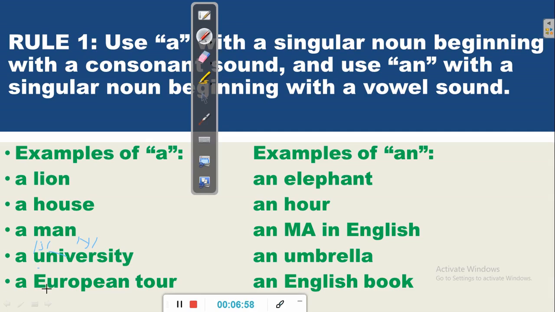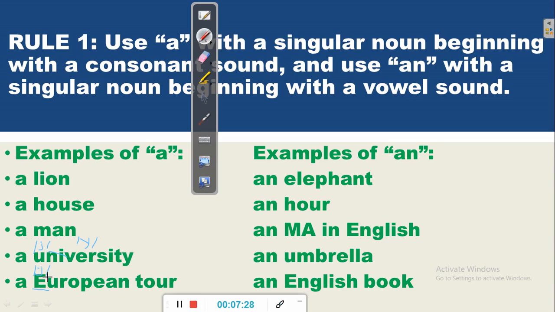Now, a similar thing applies to a European tour. Again, you find the same partial semivowel, which is a consonant sound. That's exactly what is represented here. A European tour. So this sound here is a consonant sound.